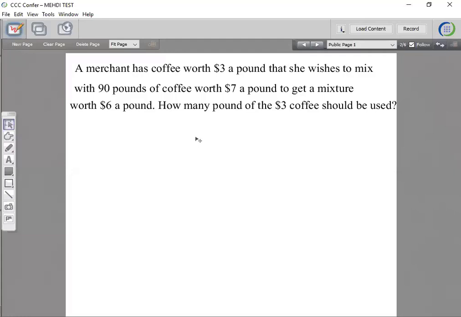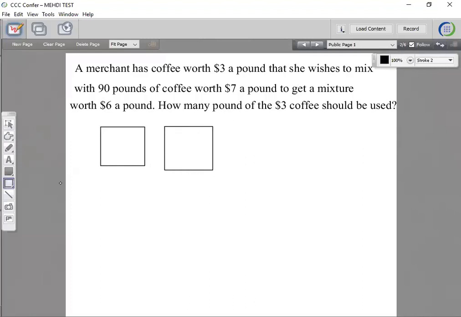Okay, so this is another mixture problem that you could see on the final exam. Here it says a merchant has coffee worth $3 a pound. So I'm going to label this box $3 a pound. And it wishes to mix that with another that is worth $7 a pound, and at the end you want to get a mixture worth $6 a pound.